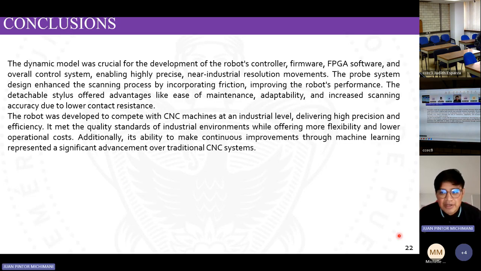Okay, conclusion. The dynamic model was critical to the development of the robot control firmware, FPGA software, and controller. Its precision enabled the robot to perform motion with near instant resolution. In addition, the probe system design played a critical role in facilitating the robot scanning process. By incorporating the phenomenon of friction into the robot's motion, its performance was a great result.